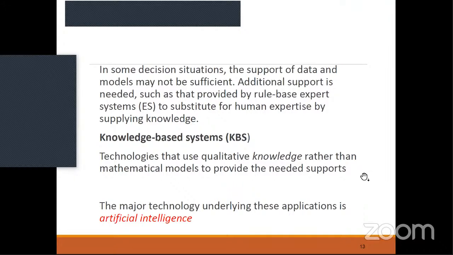Technologies that use qualitative knowledge rather than mathematical models to provide the needed support. So these knowledge-based systems basically use real-world facts. For example, in the case of COVID, it is believed that if the temperature of a person is very high, he has a cough, and he is exhausted, these are three basic symptoms which can tell us that we should go into quarantine. If the temperature is high, he has a cough, and he feels exhausted, we can say that he probably has COVID.